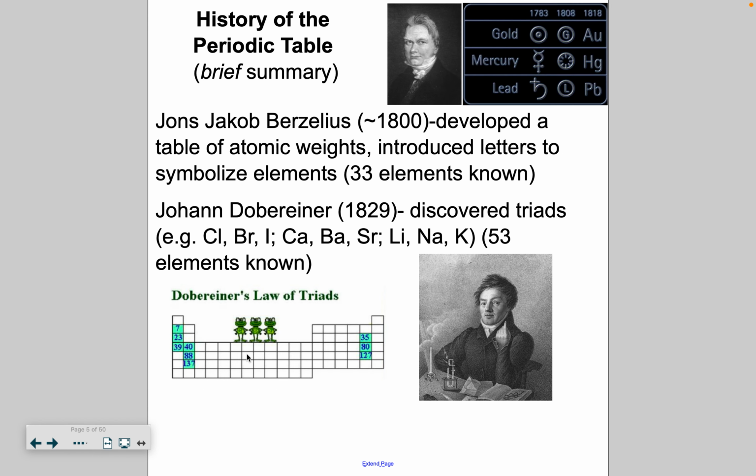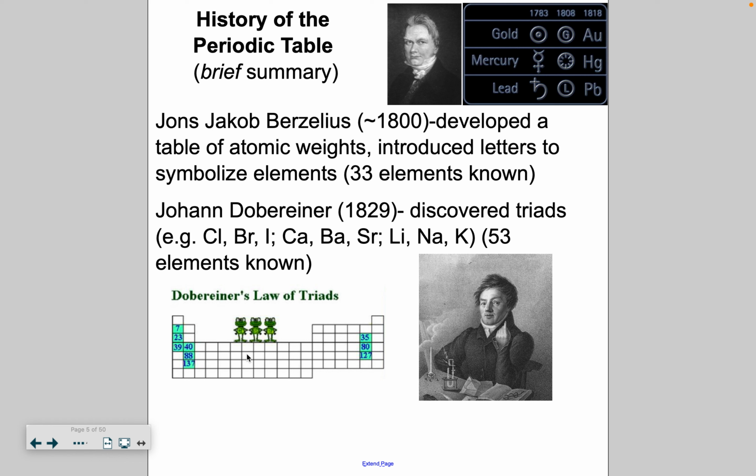So a brief summary of the history of the periodic table, because your book just kind of skims over it, and I just want to talk a little bit about it here. I'm going to start off around the 1800s with a man named Jöns Jacob Berzelius, and what he did is he developed a table of the atomic weights, and not only that, he introduced letters to symbolize elements.